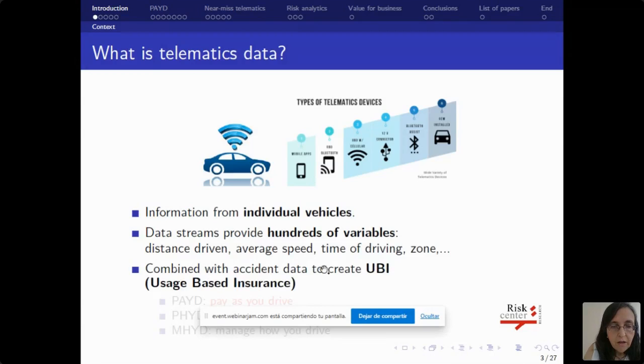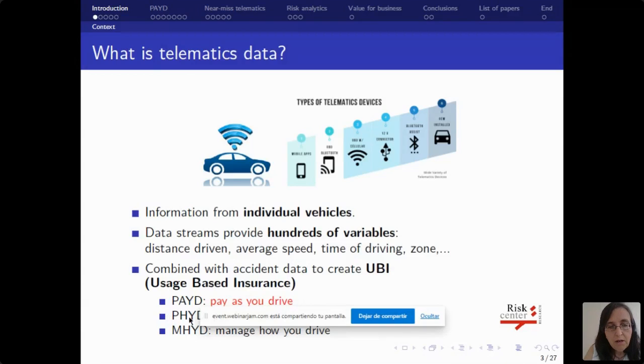Using this information and combining this information with accident data, insurance companies can create what is known as the UBI. This is known as the usage-based insurance. And there are 3 types of usage-based insurance. The first one is pay-as-you-drive, meaning that you pay per kilometer. So if you drive 1 kilometer, you have one price. If you drive 2 kilometers, you pay more, and 3 kilometers you pay more.